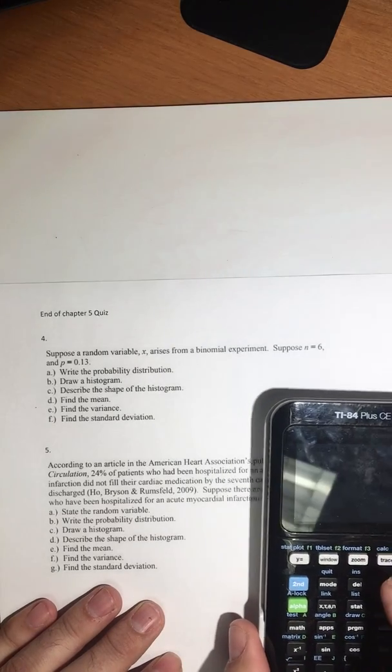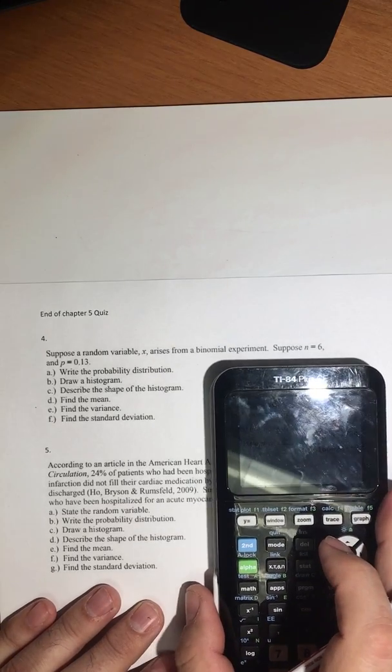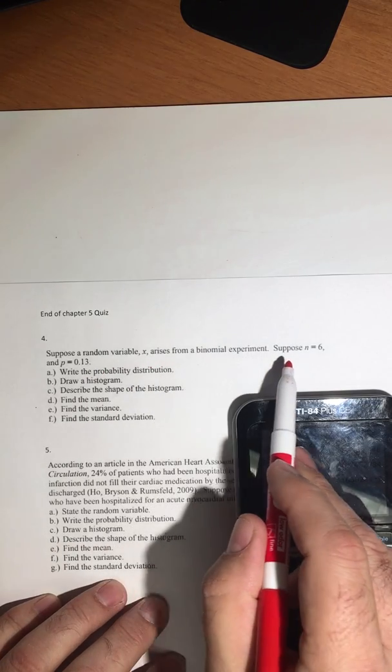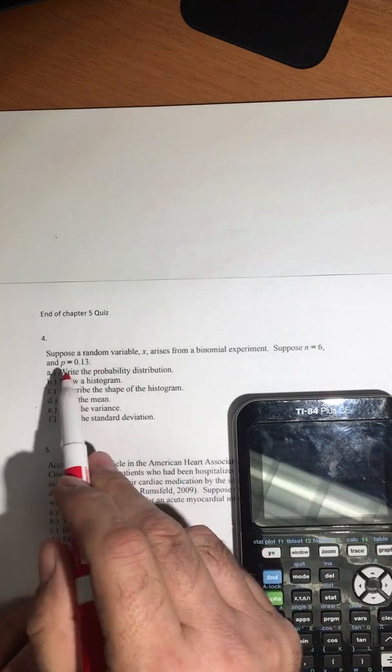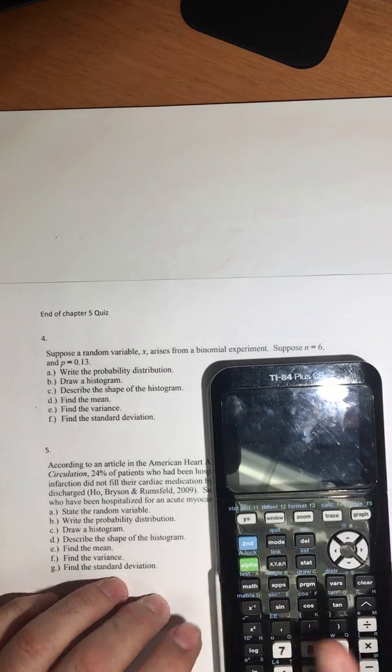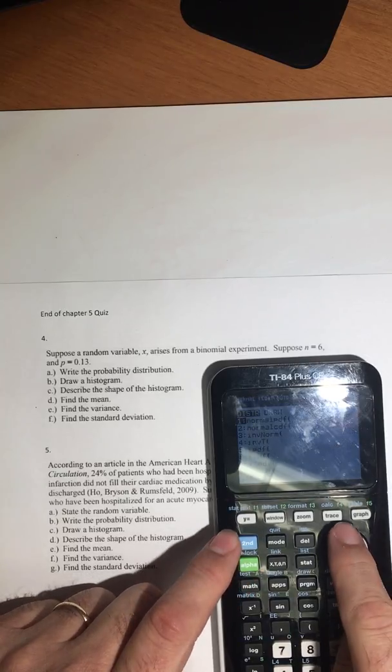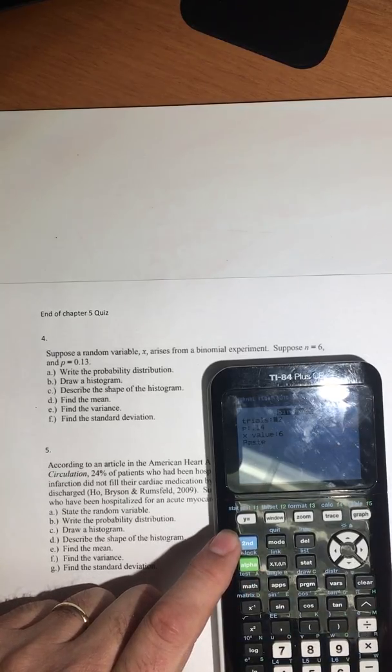All right, so for this one, we're just going to do all this in the calculator instead of drawing it all out. So it says, suppose a random variable x arises from the binomial experiment. Suppose n equals 6 and p equals 0.13. Write the probability distribution. So I'm going to create the probability distribution by doing the binomial PDF.